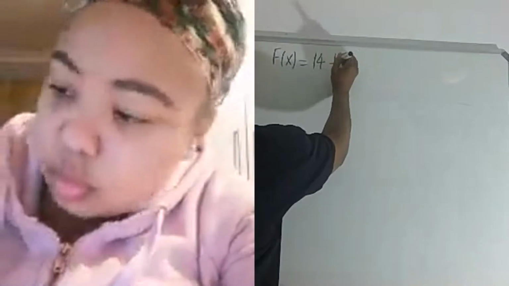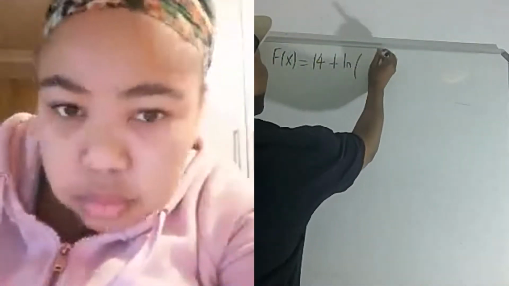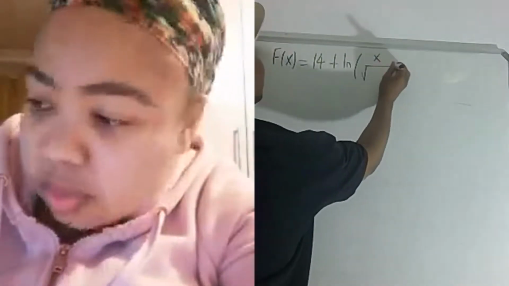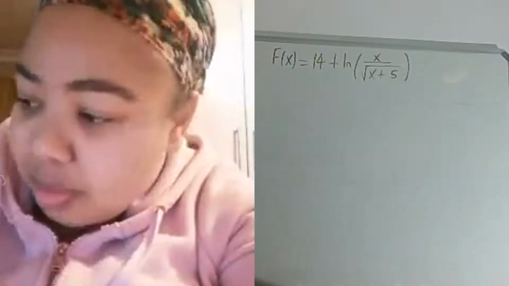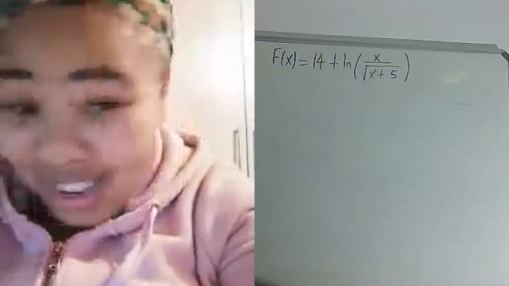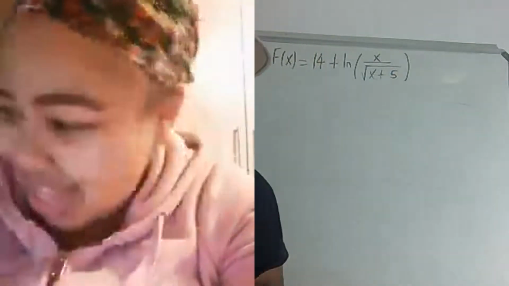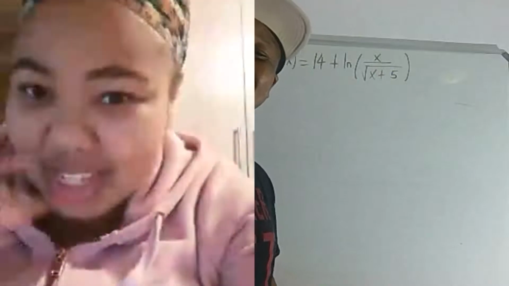f(x) = 14 ln(x + 5). All right, so what we're going to do here is very easy. No, it's very easy, this one. I'm going to make it easy for you. We'll see if it's easy.